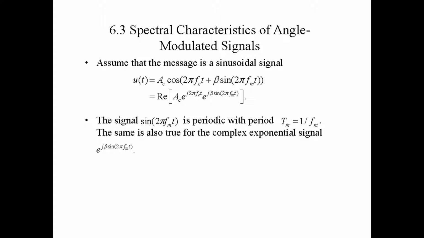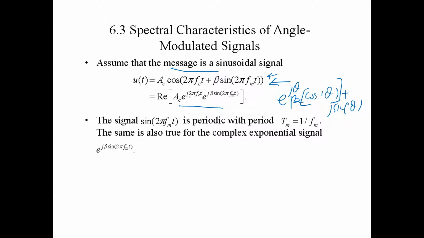We know that, let's assume our message signal is a sinusoidal signal, so the modulated signal can be represented using this one: A sine of 2 pi fc t plus beta sine of this one. We learned this expression last time. We can also express this signal as the real part of this one. Using the identity e to the power j theta is cos theta plus j sin theta, if we take the real part, we will get only this one.